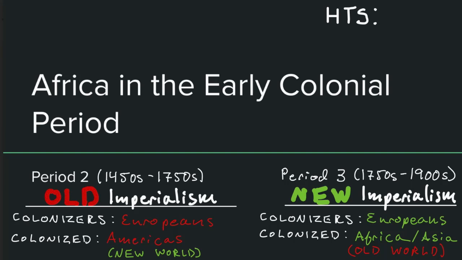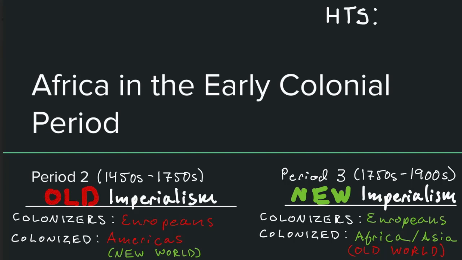Now, in the last lecture that we covered, we focused predominantly on the Americas, and so we're going to shift to still talking about old imperialism, but instead talking about how it went down in Africa, or the causes and effects of old imperialism in Africa.